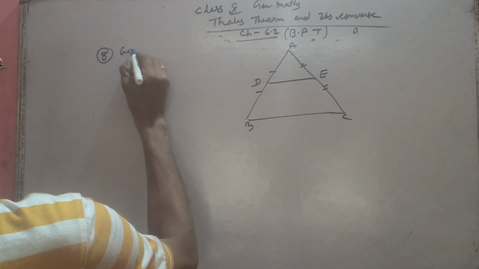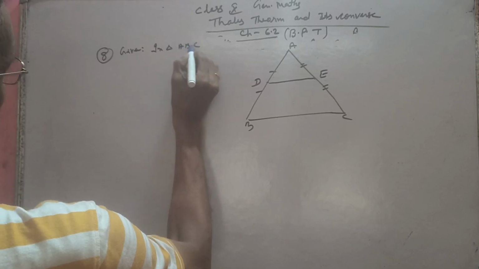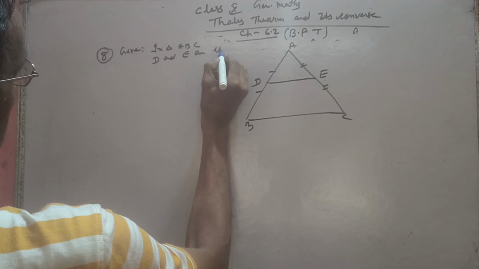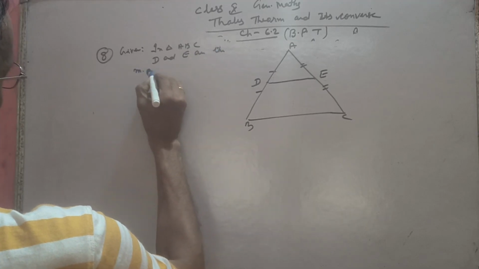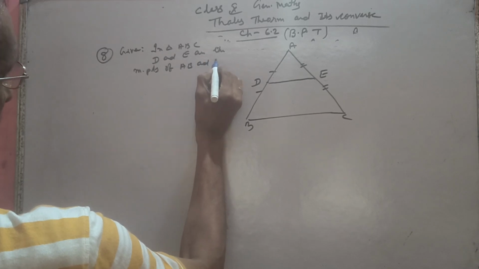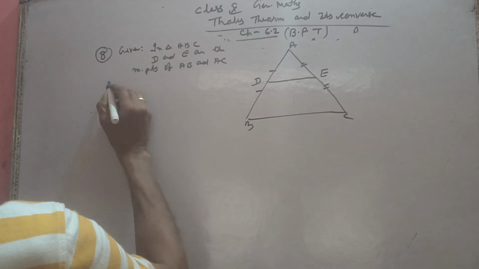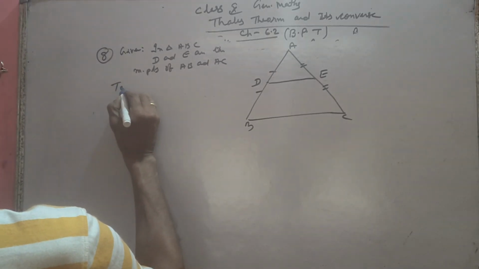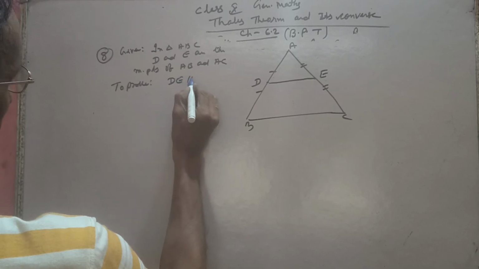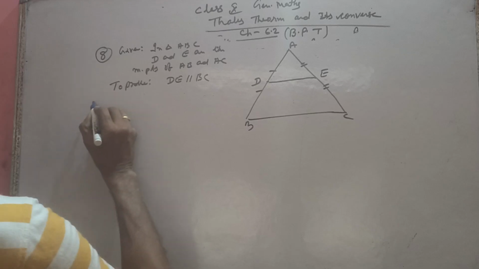So write briefly, given: in triangle ABC, D and E are the midpoints of AB and AC. This was given only. Then what we have to prove? DE is parallel to BC. Okay, construction is not required, so directly prove.